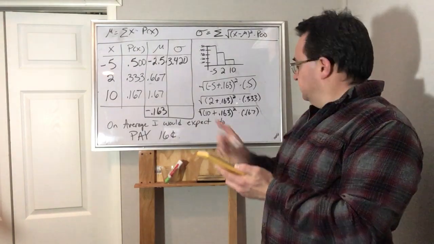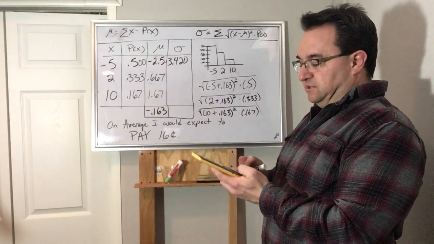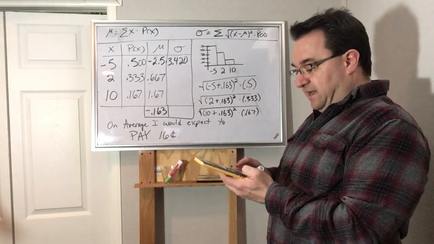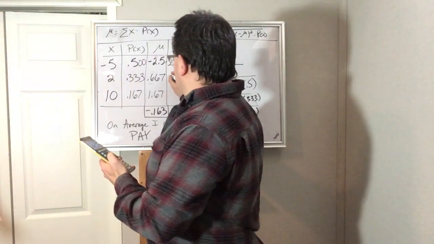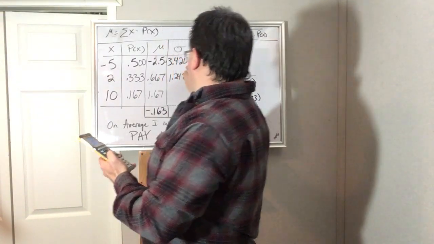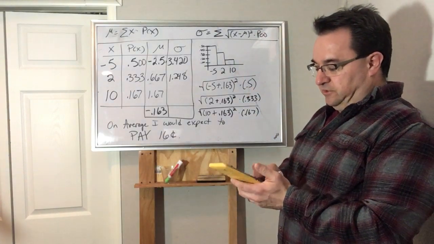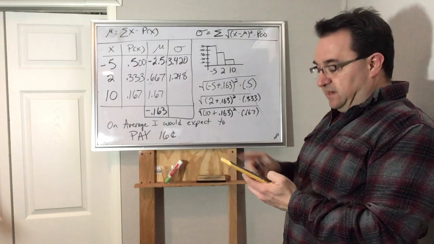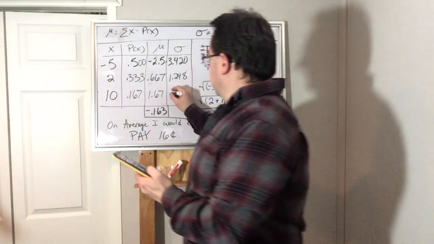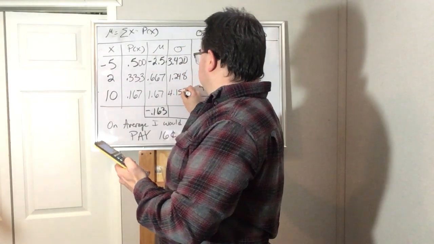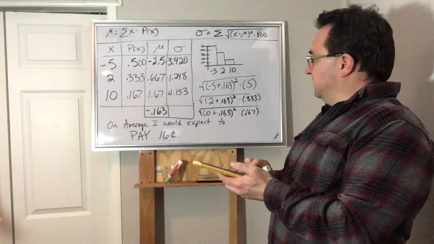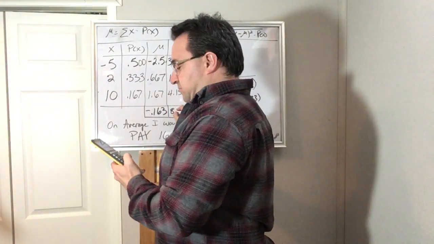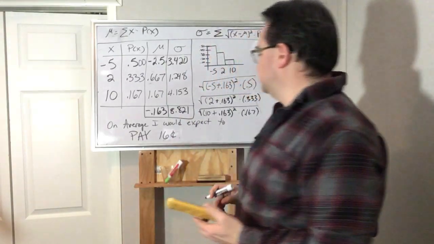Okay. Second one: 2.163 squared times a third. Then I got to square root it. 1.248. Third one: 10.163 squared times 0.167. Then I got to square root it. 4.153. And now I'm going to add all those up. And I get 8.821 for my standard deviation.